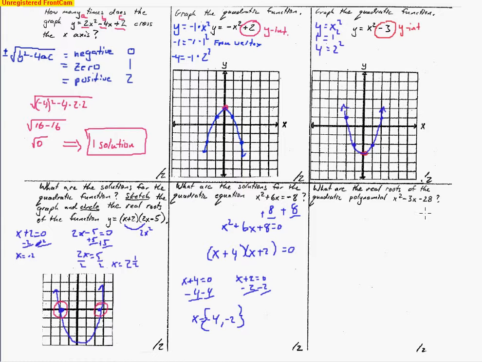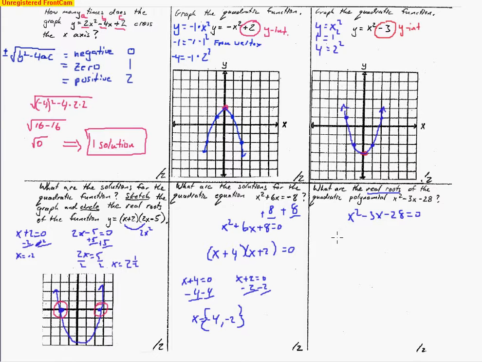Well, look at this last one. It says find the real roots. The real roots, those are just x-intercepts. Just solutions, same thing you did here. So you could just take this expression, x squared minus 3x minus 28, just set it equal to 0 and solve. So it's the same exact process.